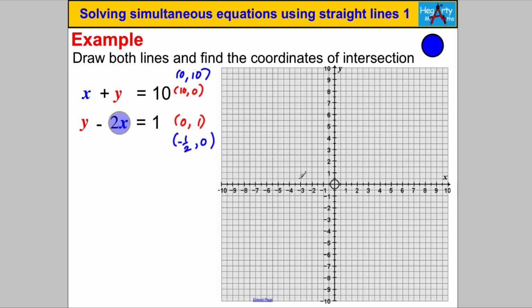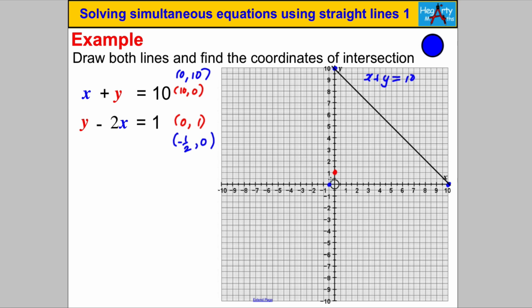So let's have a go at drawing them. 0, 10 is up here, 10, 0 is over here. That straight line is pretty easy one, like that. This is the line x add y equals 10. What about this one? Well, it goes through 0, 1, so 0, 1 is here, and it goes through negative a half, 0. So negative a half, 0 there.